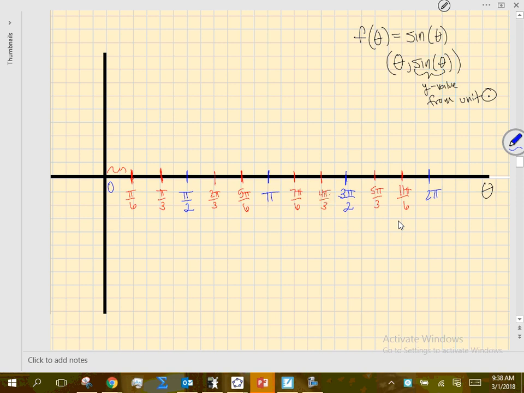Now in between the red ones should be my increments for pi over 4, right? So pi over 4 is there. Pi over 4 should be there, so that's 3 pi over 4. 5 pi over 4 is between 7 pi over 6 and 4 pi over 3. And then we've got 7 pi over 4 right there. Now it gets cluttered, right? I apologize for those of you sitting in the back. It might be kind of hard to see.